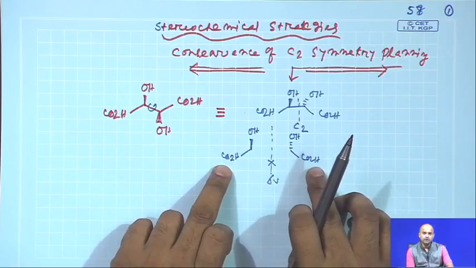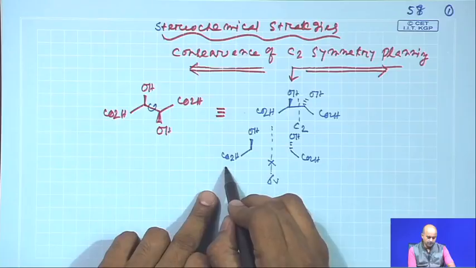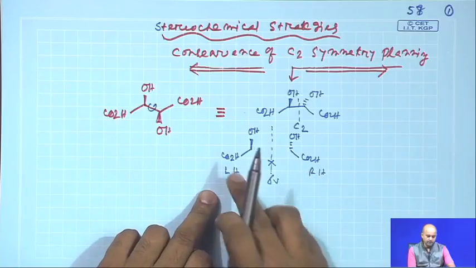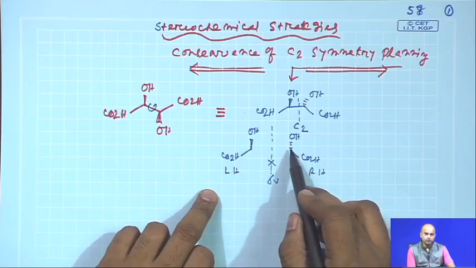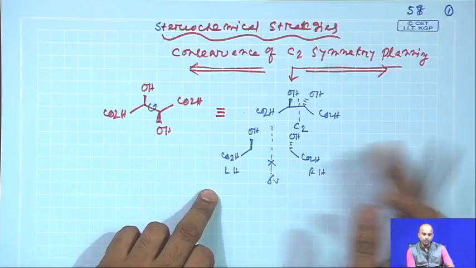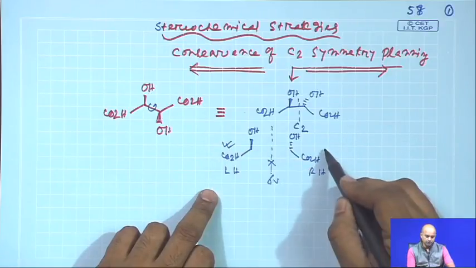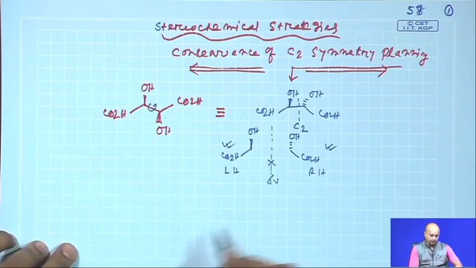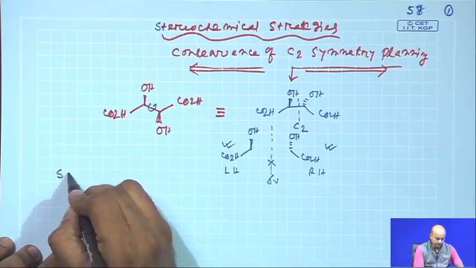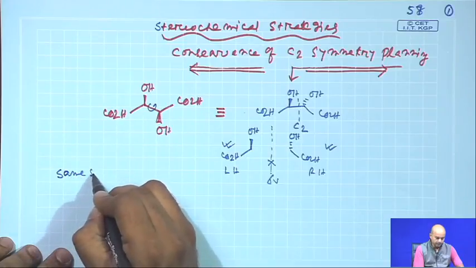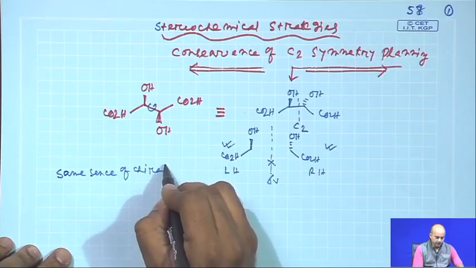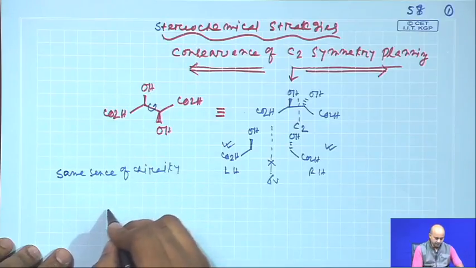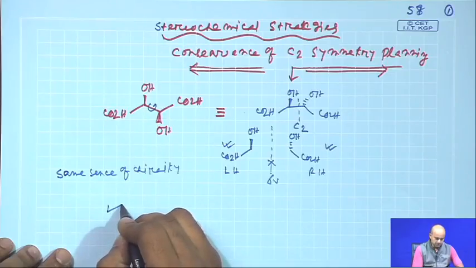Now, see this tartaric acid: the left half and right half have the same sense of chirality, because this OH is above and this OH is below, but you are viewing it from the opposite side. So they have exactly the same sense of chirality. For C2 symmetry, the same sense of chirality is very important. So, in terms of C2 symmetry, let us take the tartaric acid example.